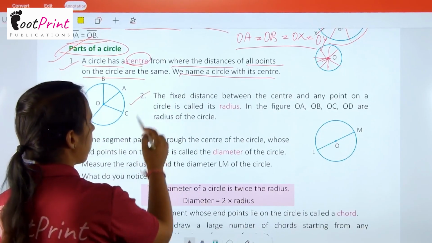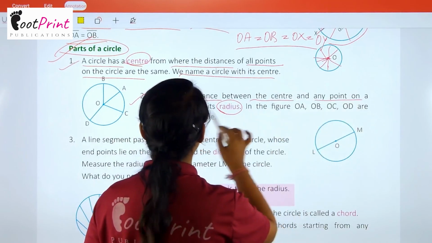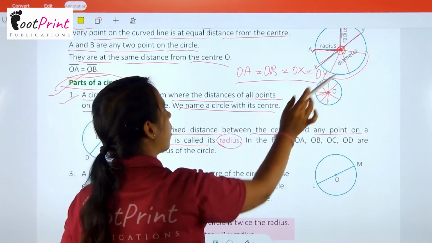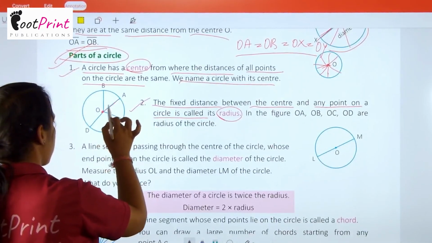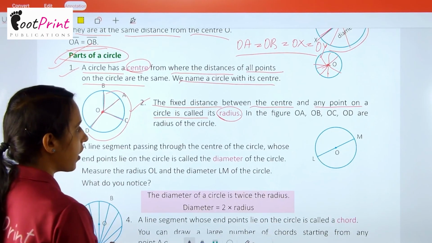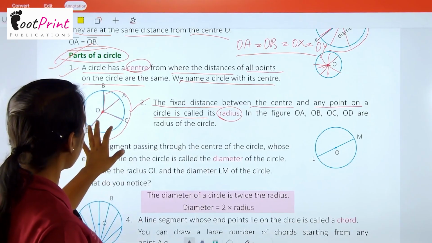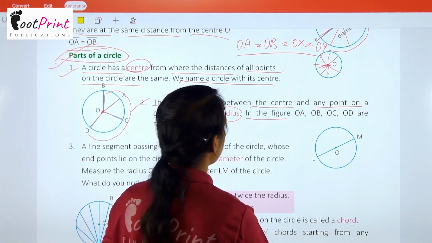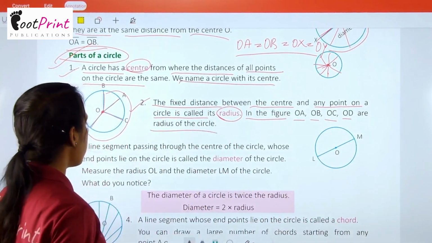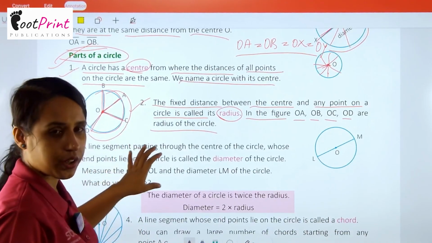Now we will learn radius. So what is radius? The fixed distance between the center and any point on a circle is called its radius. That we discussed here. From the center to the circle we have the same distance, and these distances are called radius. So in the figure, OA, OB, OC and OD all are the radius of the circle.